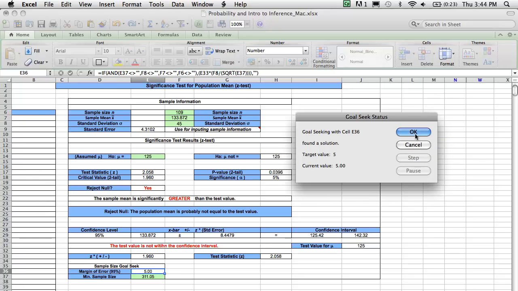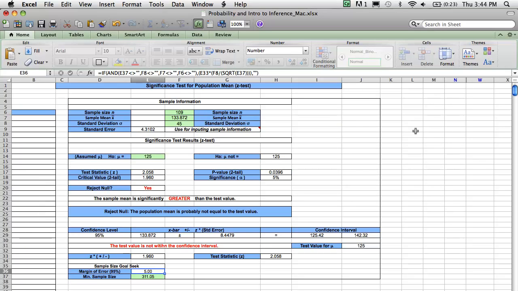When we click OK, the goal-seek will very quickly return an answer of 311.05. However, minimum sample size calculations always round up. So the actual answer would be 312. Let's see if we input 312, whether we could get this margin of error to change to 5. So if we go up to our F6 cell, where we currently have 109, we'll simply change that to 312 to check our answer.